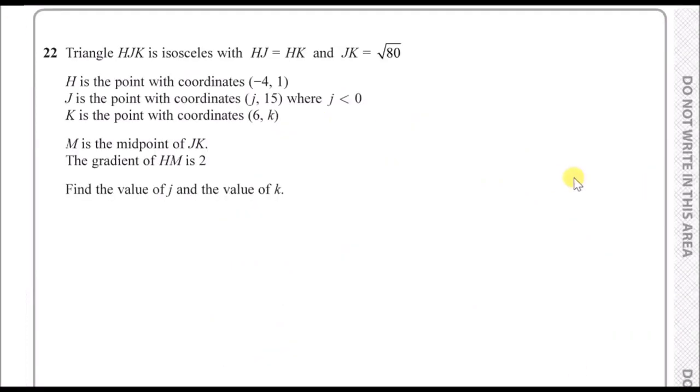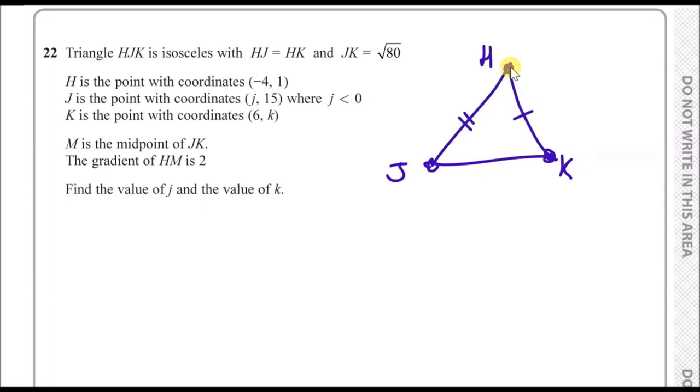And here we go, guys, the final question. Let's do this. Okay, so triangle HJK is isosceles. So let's go ahead and try and draw this as we go, yeah? So we've got a triangle HJK. HJK is isosceles, and that means these two sides should be the same, and these two angles should also be the same. Now it tells us the length HJ equals HK and JK equals root 80. So JK should be down here. So put root 80 over here.